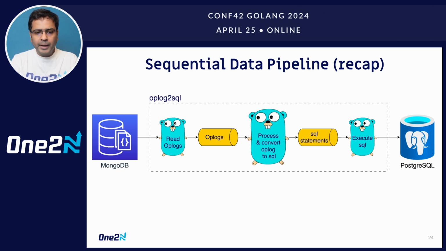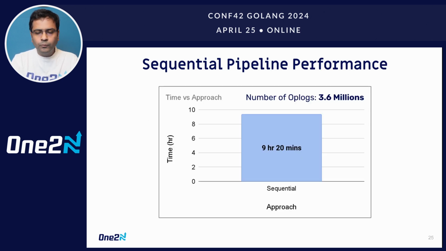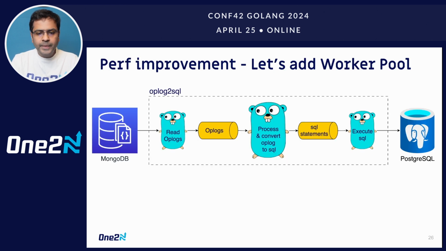So here is what our pipeline looks like. Let's say we run this pipeline, right? What we get for about 3.6 million records, I ran this pipeline on my MacBook with basic specs. It ran for about 9 hours, 20 minutes. That's quite some time. So let's think about how we can improve the performance of the system, right? Typically, we can probably add some worker pool to speed things up. But where? Which parts of the program can we parallelize? Where can we add concurrency?